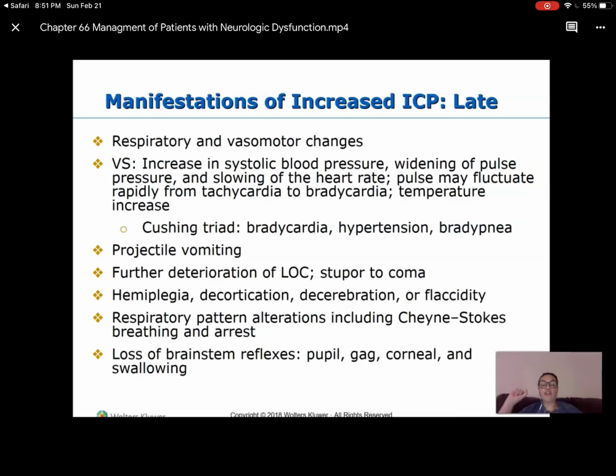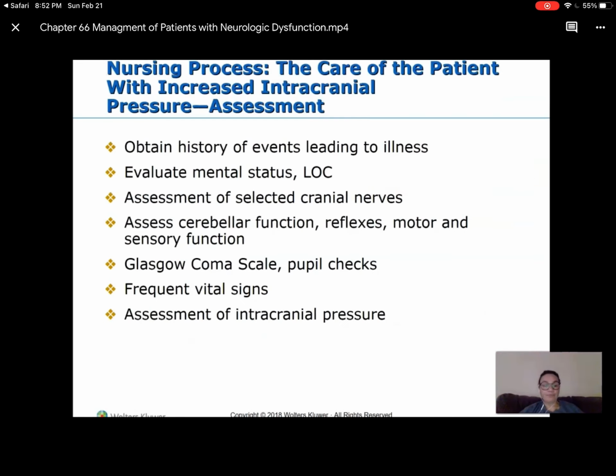Further deterioration, again, change of level of consciousness. Lack of level of consciousness, stupor or coma. Right around here is probably where you're going to start to see maybe that change in positioning, possibly. Decorticate, decerebrate, hemiplegia, decortication, decerebration, flaccidity. Respiratory pattern alterations include Cheyne-Stokes breathing, loss of brainstem reflexes. So again, the pupil changes, different pupil changes, lack of reflex and swallowing.